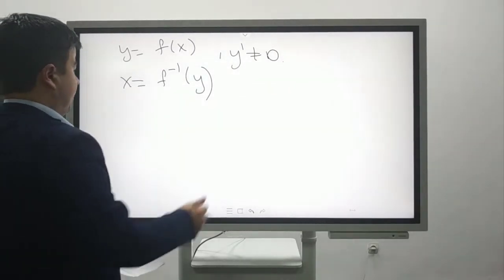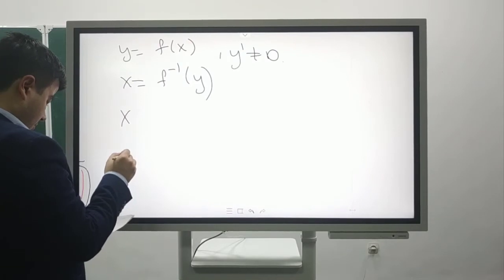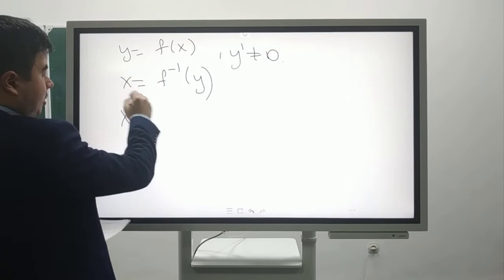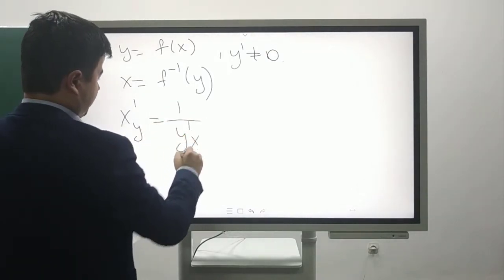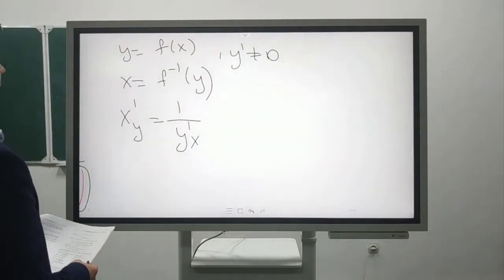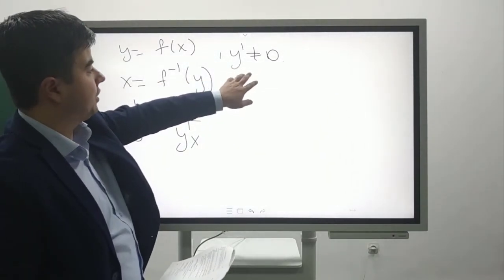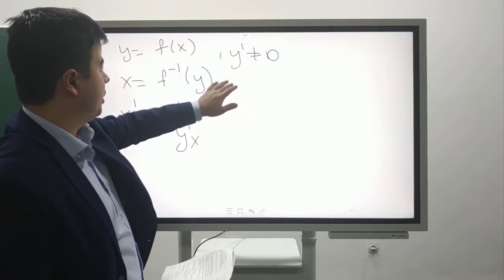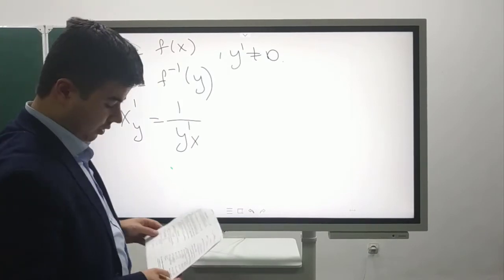So its derivative now is x prime depending on y. X depends on y now. It is 1 over y prime of x. So that's why we need to take this condition: y prime is not equal to 0. If it is equal to 0, we cannot take our derivative. Cannot find it.